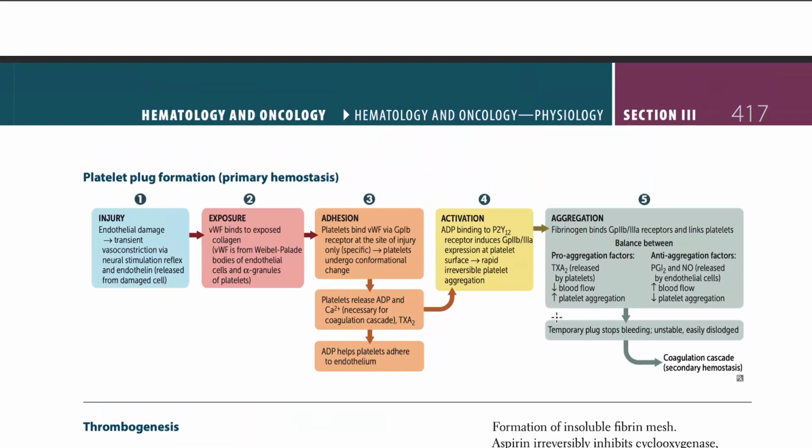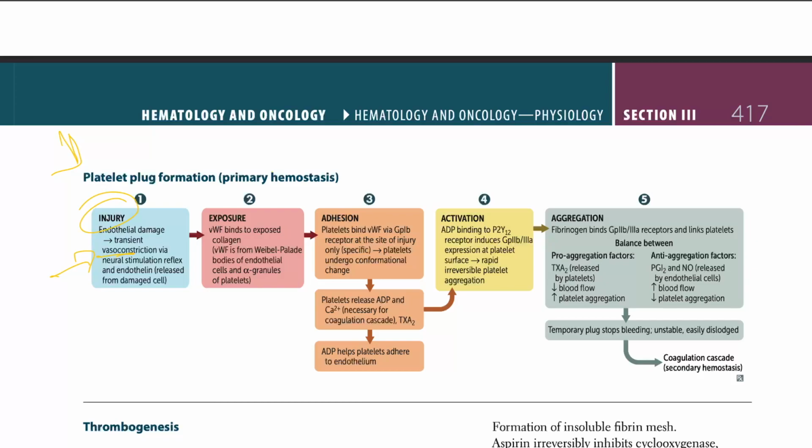Let's look at platelet plug formation, primary hemostasis. If there was an injury, endothelial damage, and there is a transient. First thing that is going to happen is a transient vasoconstriction via neuronal or neural stimulation reflex and endothelin release. Remember the mechanism of endothelin? Endothelin is going to cause vasoconstriction. So first thing is you got the vasoconstriction just because of injury to the endothelial cells.